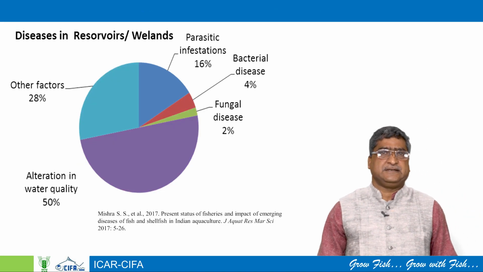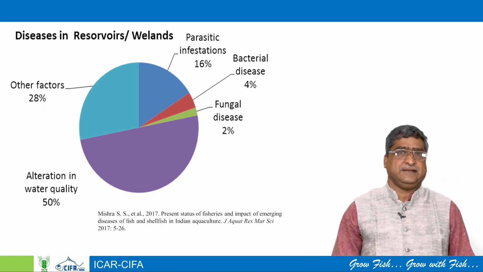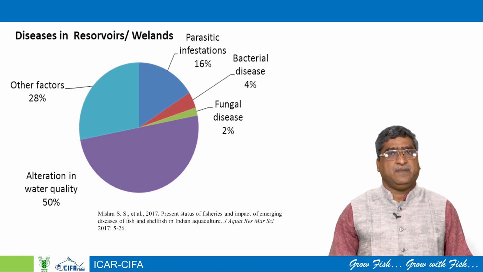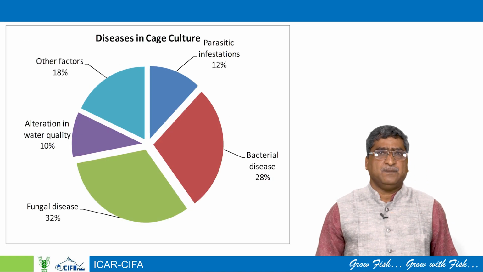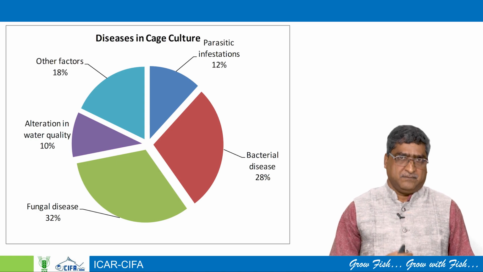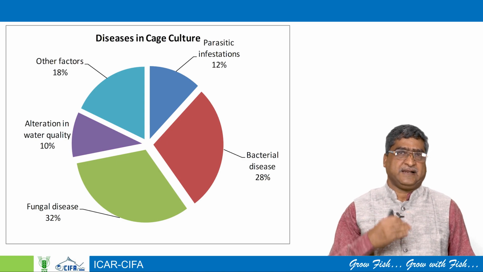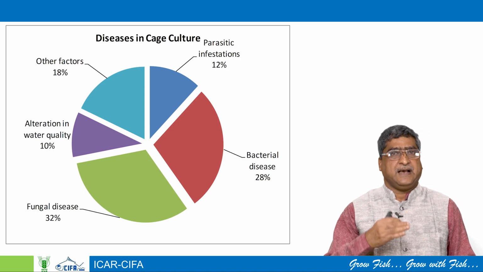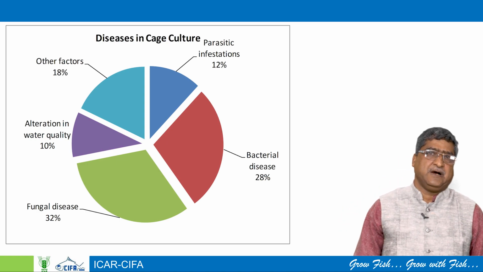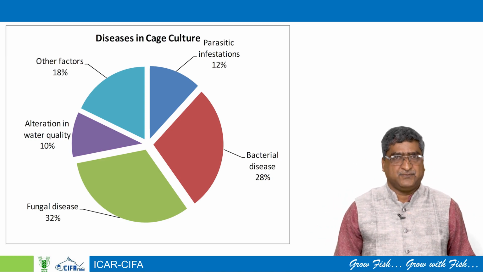Then in open waters, in reservoirs or wetlands, we mostly find that water quality deterioration or other factors are more important than bacterial, fungal or other biological agents. But in cage culture, the fungal agents are much more important than bacterial and parasitic. Here also water quality has some importance, but because of the high concentration of animals in the system, the fungal disease occurrence is much more.